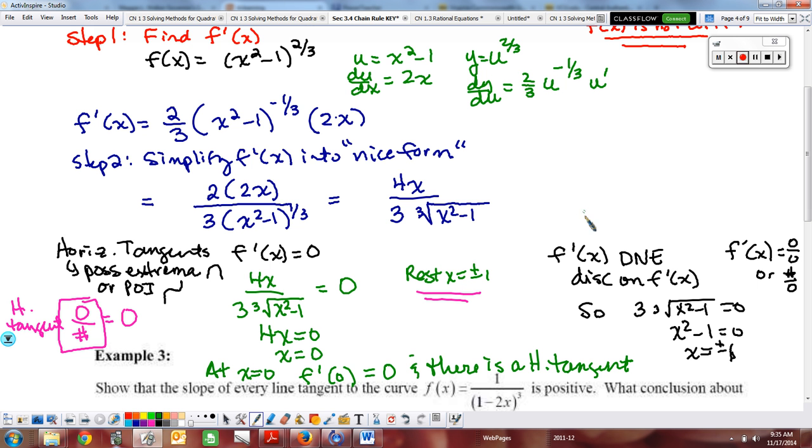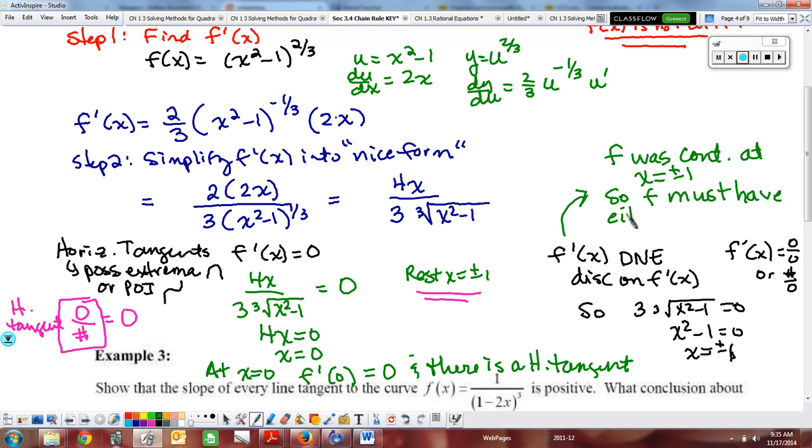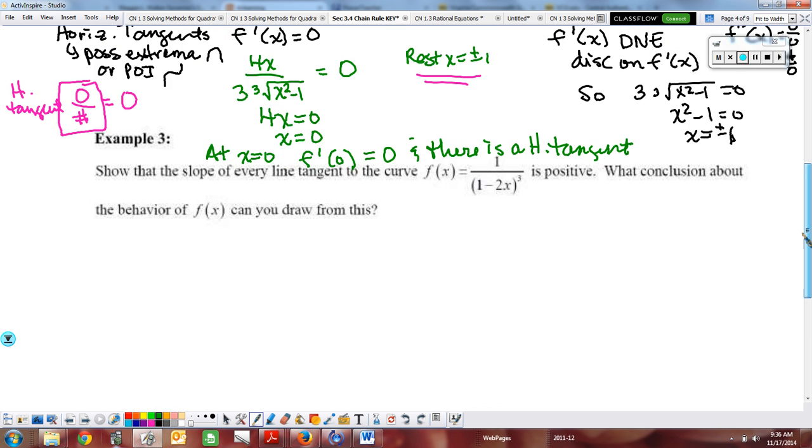What we know now, and since I already had the conversation that f was continuous everywhere, so it's continuous at x equal to plus or minus 1, what is happening on the function at plus or minus 1? It must have either a cusp or a vertical tangent, where you have your unusual steepness going on. We can do some investigation later about which it is, but that's why we're looking at this. All right, so let's come down now to the second example.